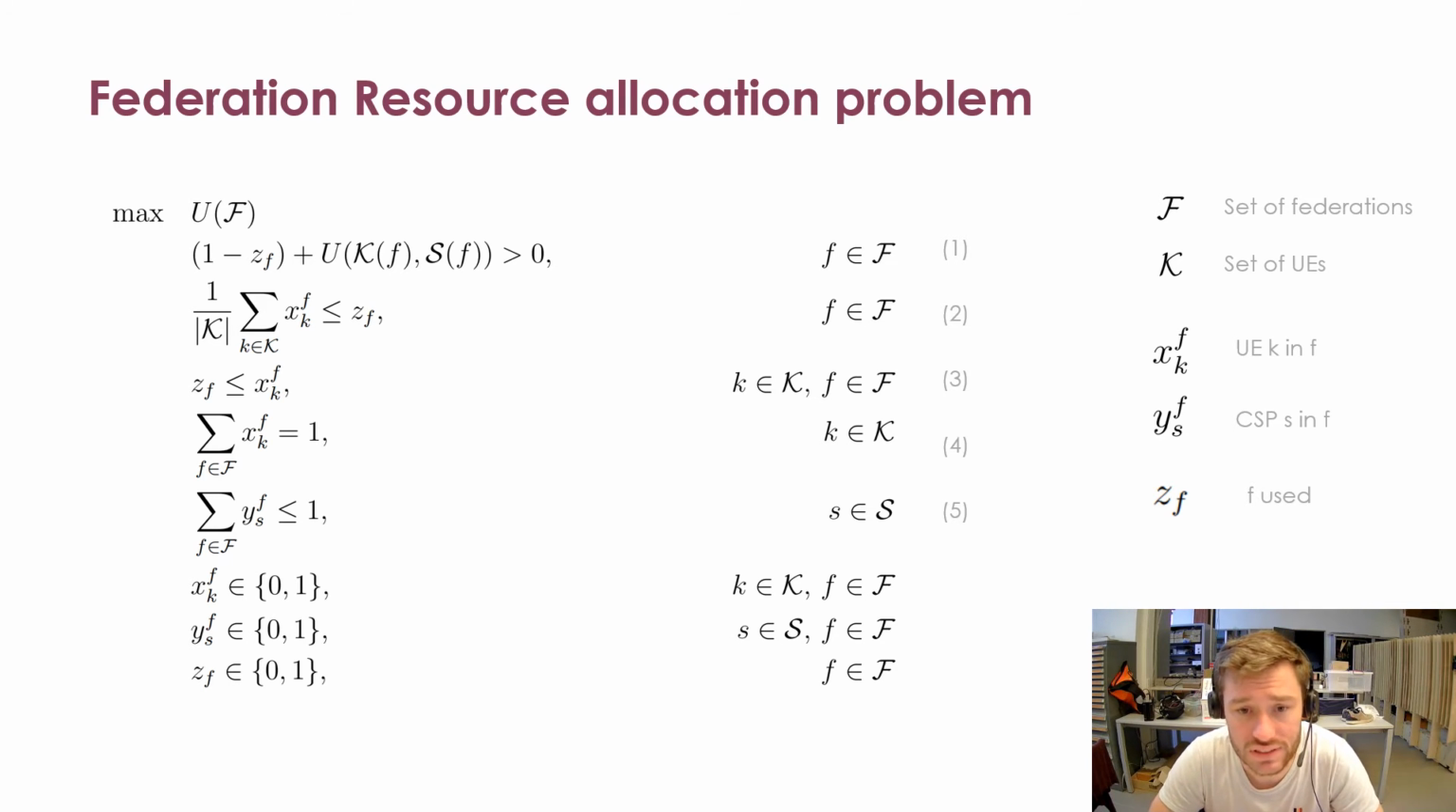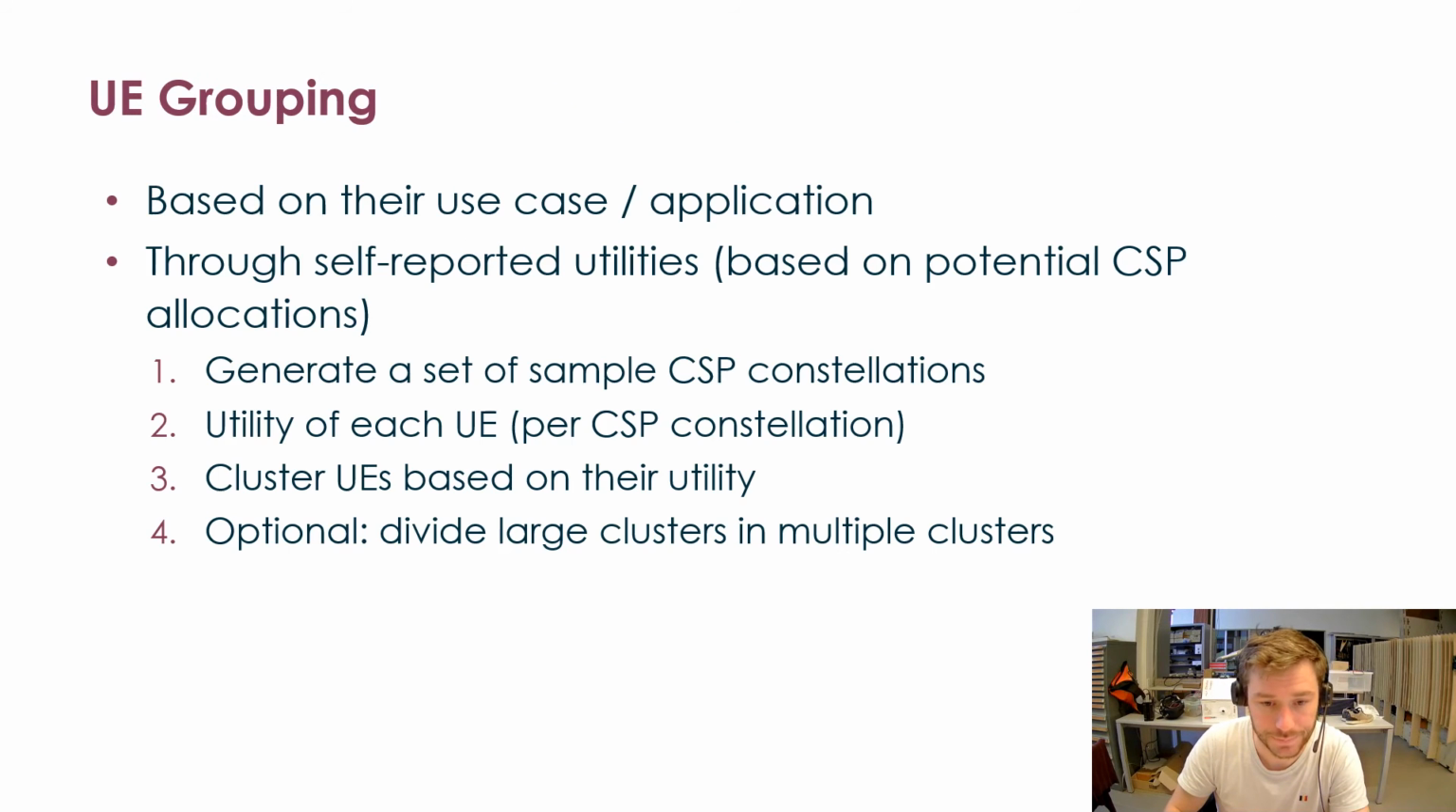Constraint 1 ensures that the utility of a federation is not negative. Constraints 2 and 3 upper and lower bound this binary value Z_F. Constraint 4 ensures that every user equipment is assigned to a federation and is not assigned to more than one. And then lastly, constraint 5 ensures that the CSP is not shared among multiple federations. The last 3 constrain the domain of the binary values.